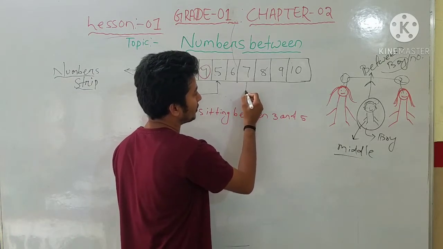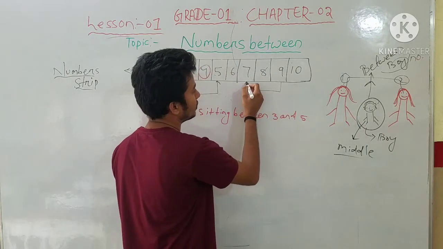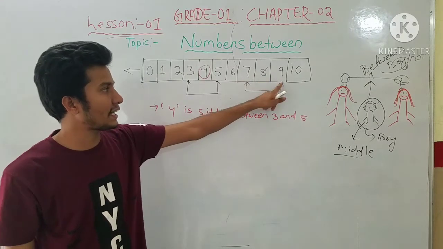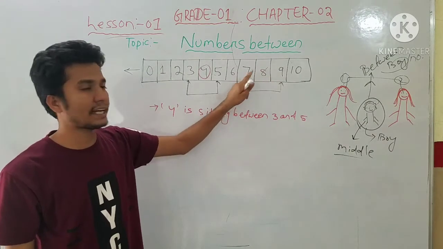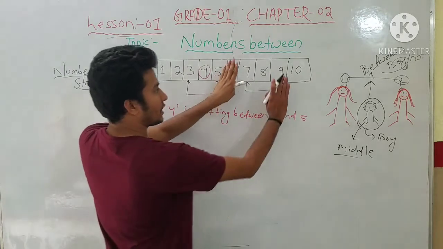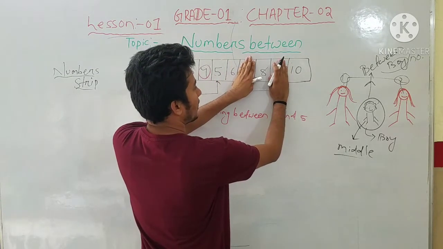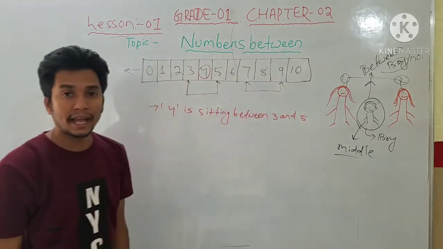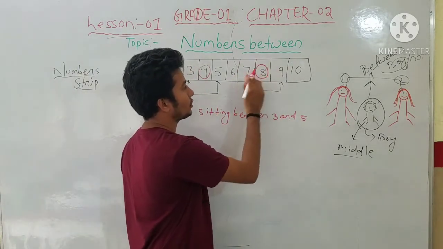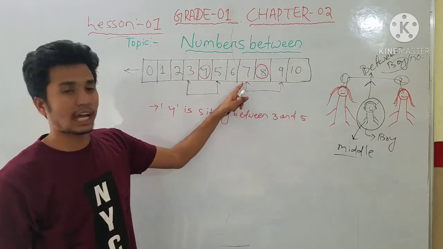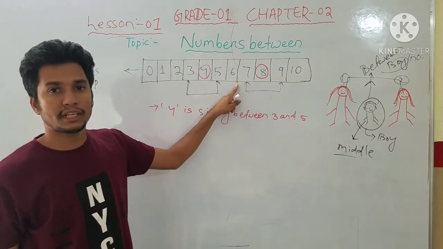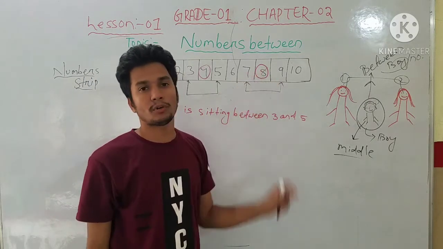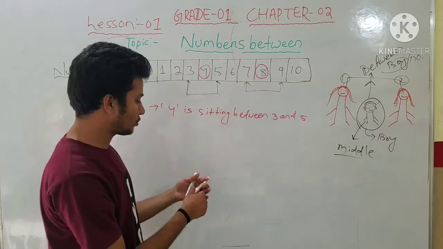Let's take another example. Who is sitting between 7 and 9? See students, I am putting an arrow mark on 7 and 9. If I hide 7 and 9, which number is visible in the middle? It is 8. So 8 is sitting between 7 and 9. Very carefully observe 7 and 9, which number is there? 8. So we can say 8 is a between number.